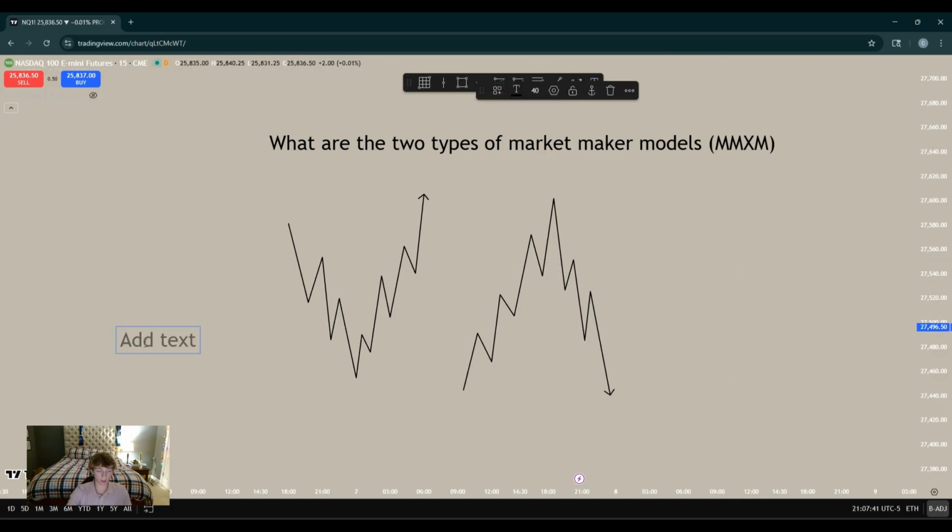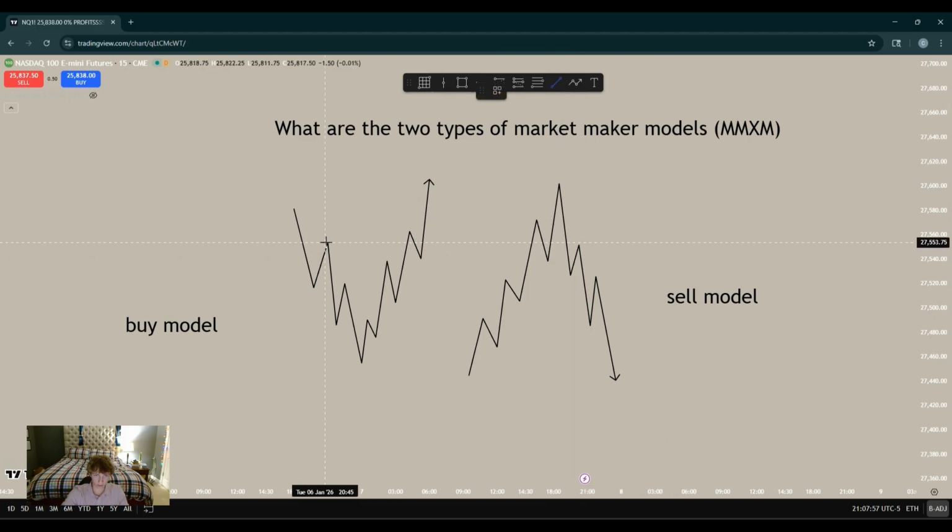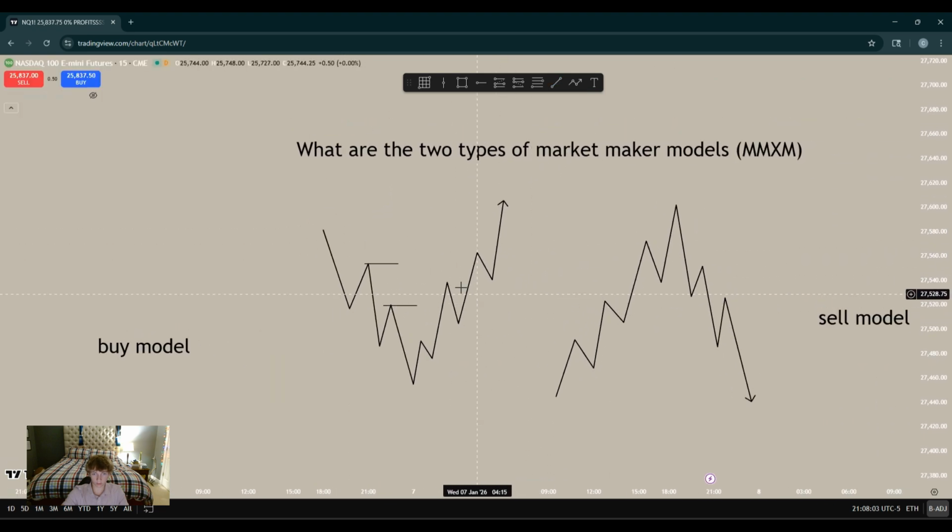Right here, this is a buy model, and this is a sell model. So what did we say? We said liquidity rests below lows and above highs, meaning there's liquidity here, and there's probably some sort of liquidity somewhere up here. So what does the market want to do? It wants to take out liquidity. So we can use liquidity to our advantage. We can know when price is going to reverse and where price is going to go based on liquidity.